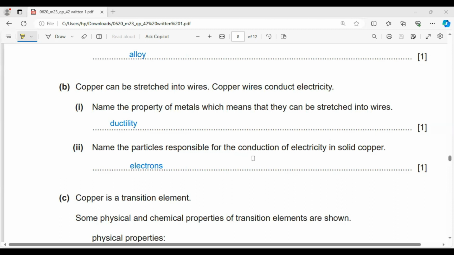Name the particles responsible for the conduction of electricity in solid copper. So electrons are responsible for conducting electricity in metals.